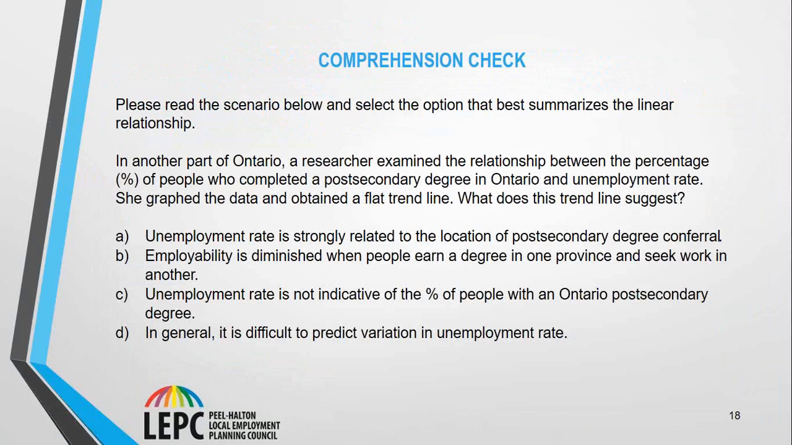A, unemployment rate is strongly related to the location of post-secondary degree conferral. B, employability is diminished when people earn a degree in one province and seek work in another. C, unemployment rate is not indicative of the percentage of people with an Ontario post-secondary degree. D, in general, it is difficult to predict variation in unemployment rate. We'll give you a few minutes to think of an answer to the question.